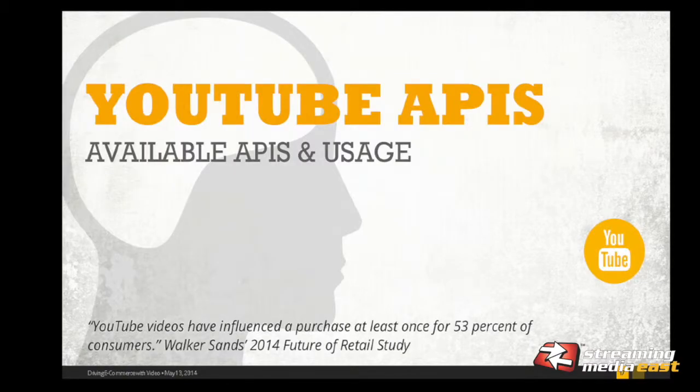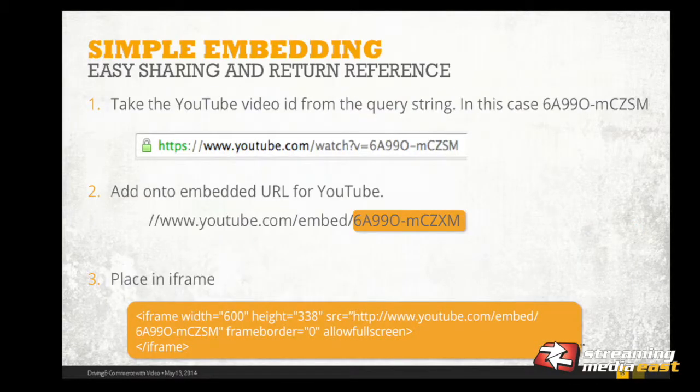Okay, so let's take a look at YouTube APIs and their usage. And it's an interesting stat on the bottom. YouTube videos have influenced a purchase at least once for 53% of consumers, and that's from a 2014 report. It's pretty powerful. Okay, so even if you may be hosting the videos yourselves or with a specific vendor, make sure that you also publish those up to the YouTube site. Okay, whether people find those organically or are referenced to them, they're important. It's a main source for people finding out information about your products.